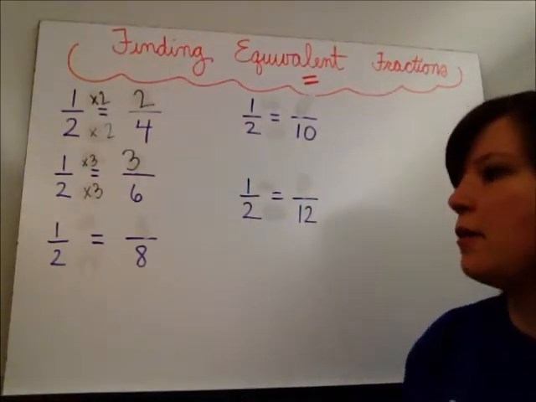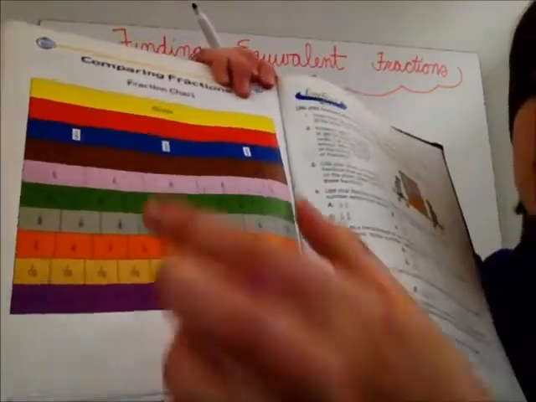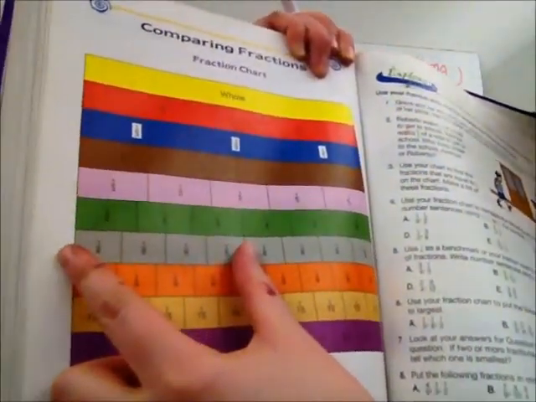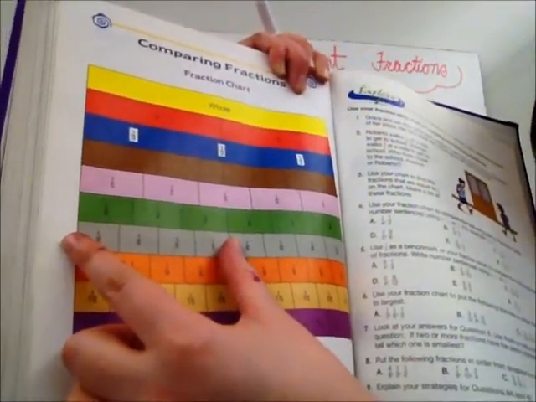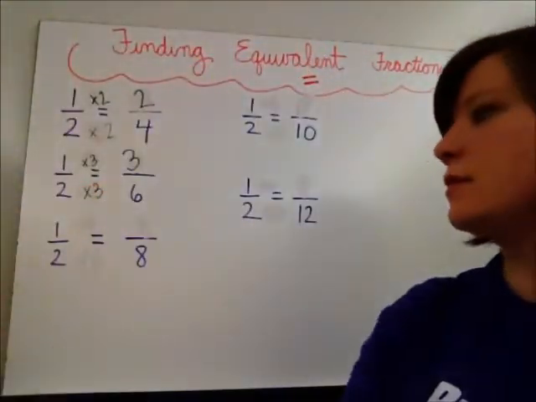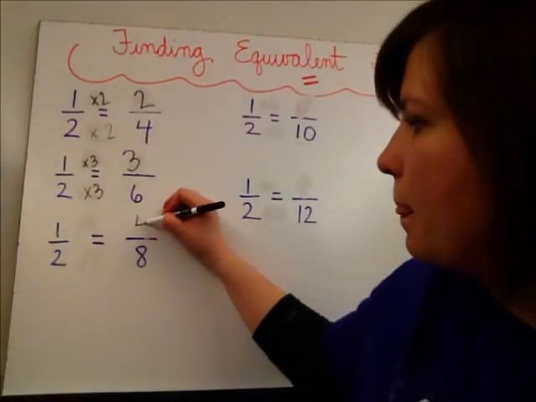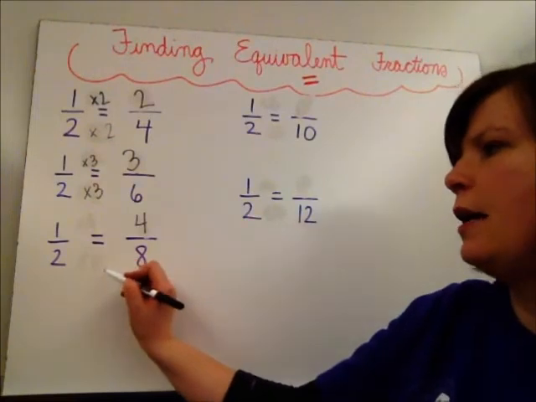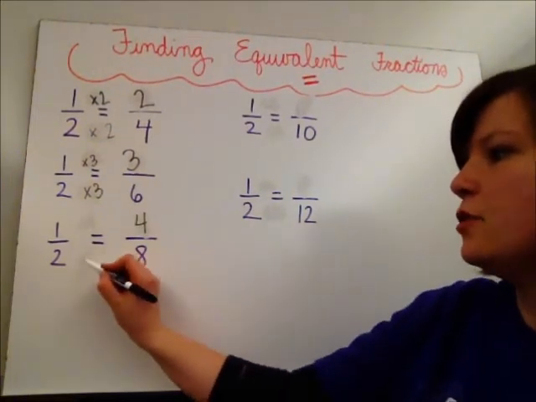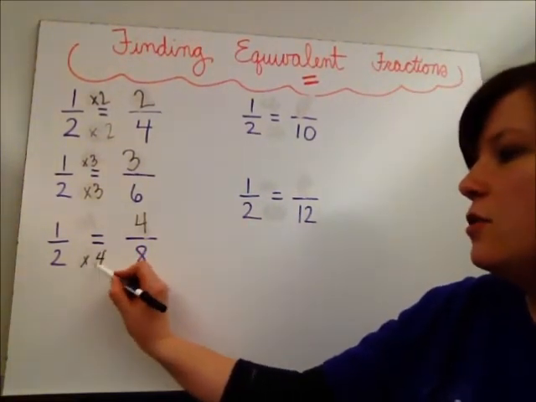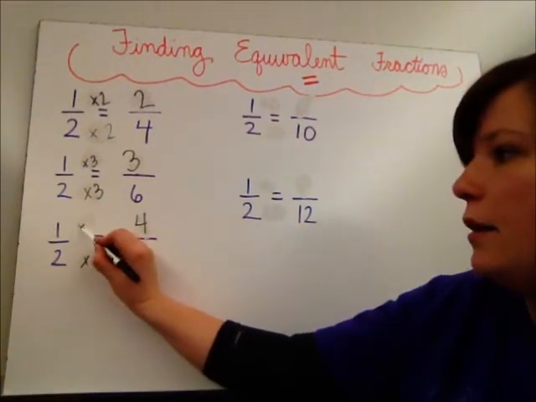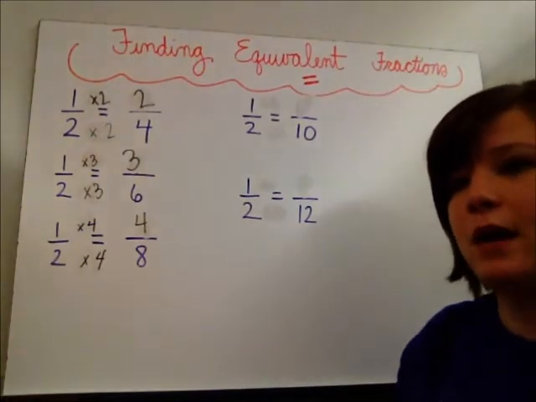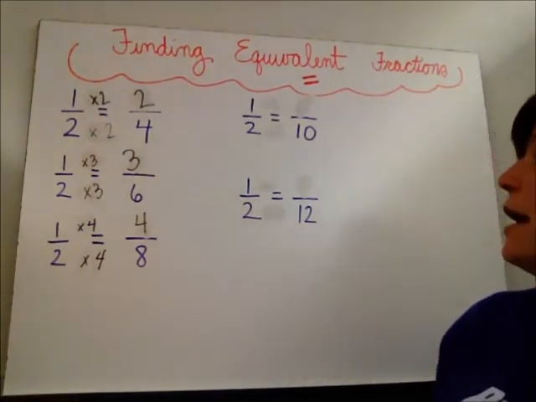So now we want to find out about eighths. So we look in our book, find 1/2, come down to eighths. 1/2 is the same as 4/8. If we do it this way, we go 2 times what is 8? 2 times 4 is 8. Do the same thing to the top. 1 times 4 equals 4. Same thing we got. Now we're going to try it with tenths.